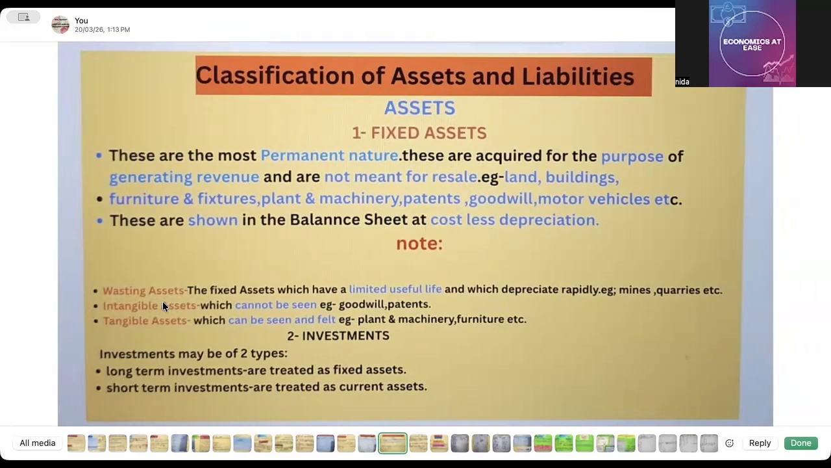Now note, wasting asset. Wasting assets भी होते हैं. The fixed assets which have limited useful life and which depreciate rapidly. Example, mines and quarries, etc. So these are kind of wasting assets. ये MCQs में भी पूछा जा सकता है. Okay. Now quarries means what? It is a place where materials like stones, minerals, or sands are extracted from the earth. So because the more you extract, the less material is left in the ground. So its value keeps decreasing over time, right?